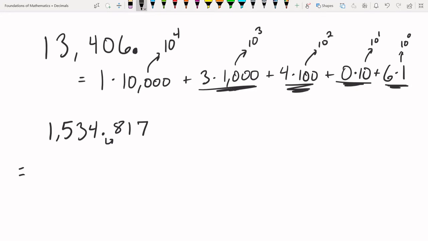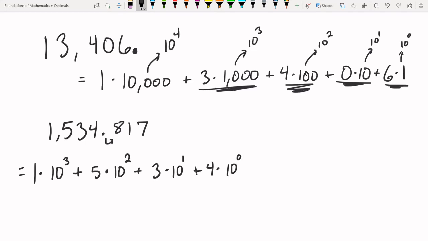We have 1 times 1,000. Now you write it like this. 1,000 is the same thing as 10 cubed, in other words, 10 times 10 times 10. That's what 10 cubed is. Plus 5 times 10 squared, 10 times 10, which is 100. Plus 3 times 10 to the 1, or just 10. There's only one factor of 10 in there. And then plus 4 times 10 to the 0. Anything to the 0 power is 1. So we have really 4 times 1, which is 4.